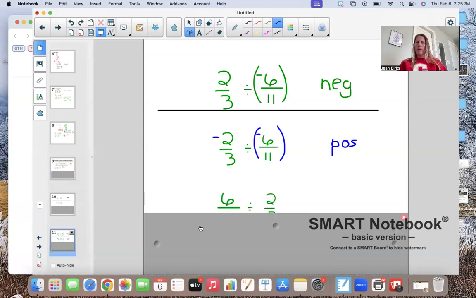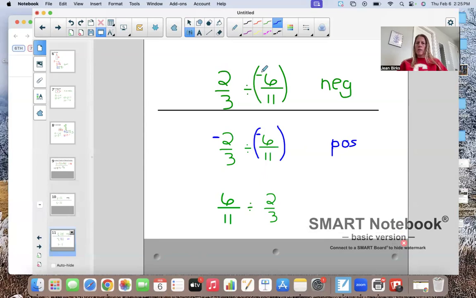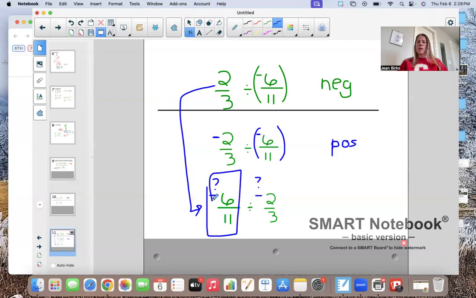Something else I want to point out is, if I go down here, you'll notice that from the original to this question down here, I swapped my numbers around. I put my divisor first and I put my dividend last. Well, the problem with that is when you keep, change, flip, you keep the 2/3 and you flip the 6/11 to its reciprocal. So on this question, this would be incorrect. You have to start with 2/3. I don't care what I do with negative signs here. That's actually a moot point because I didn't keep the 2/3 first. So it doesn't matter what I do here. This is going to be wrong no matter what. So it will not be equivalent to what I have up here.